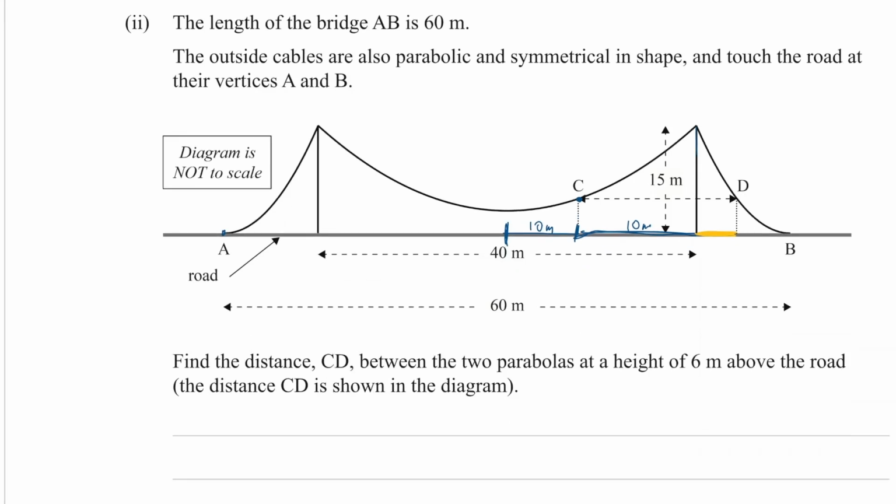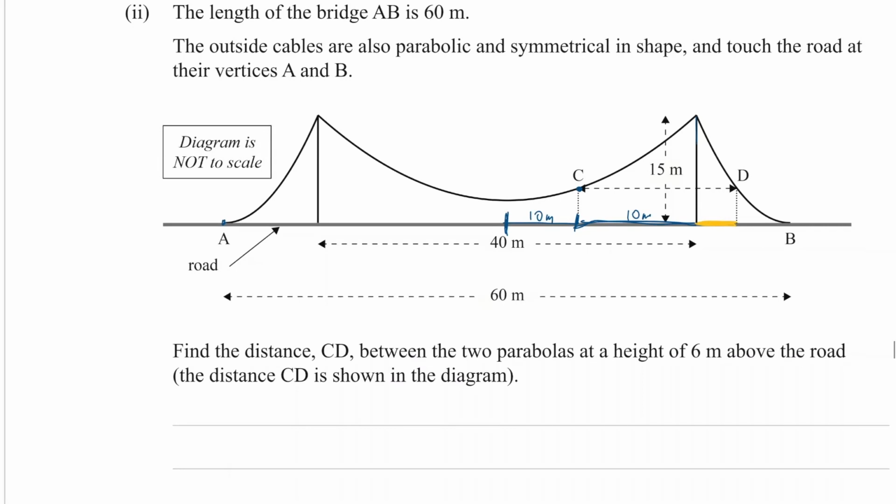So what do we need to do first? We need to find the equation of this parabola, because once we have that, we can put in the y equals 6 value to then get this x value to then work out the distance. So it's very similar to part I, but just a different parabola. So we could use the same origin all the way over here. That seems a bit wasteful to me. It would be much easier if we just move the origin, let's say, onto the vertex, or even up here.